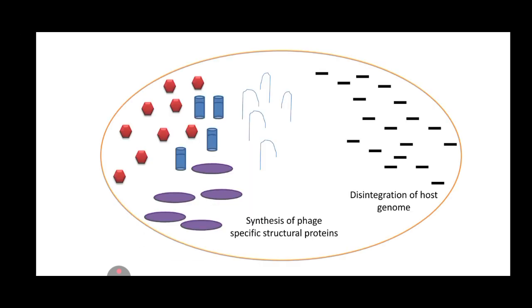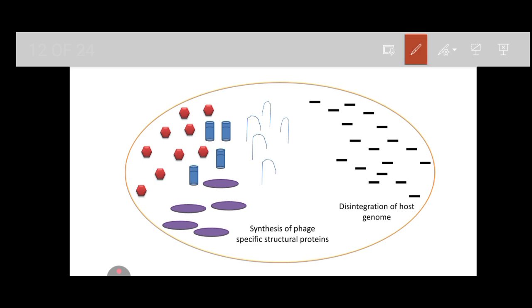And remember, here I have given two compartments. You can split this: this is a bacterial cell. On the left-hand side, you could find virus components. You could find the head, hollow stylus, collar, tail fibers, everything. All these are structural proteins of the virus. On the right-hand side, you could find the disintegrated host genome.